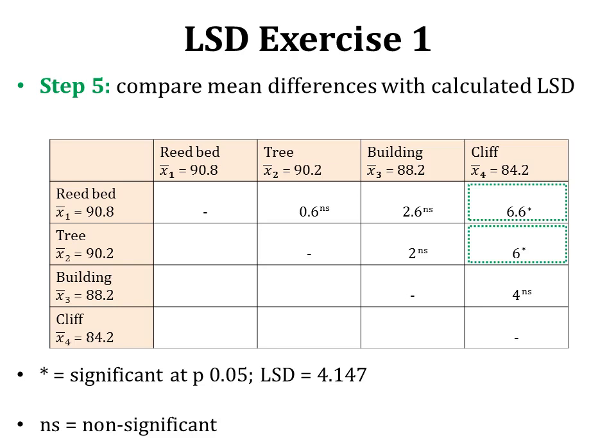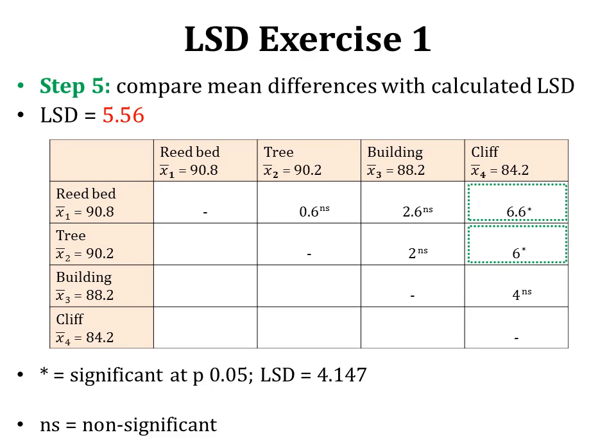Only these 2 means, right? Because these 2 means were found significantly different at 0.05 significance level. So only these 2 means are going to be checked at LSD of 5.56, which is the LSD at 0.01 significance level. So when we look at the first value, it is 6.6, which is the difference between mean values of reed bed and cliff, and we can see that this value is greater than 5.56. So it means that this is highly significant. This is significant at 0.01 as well.